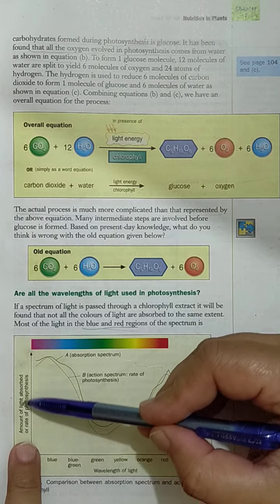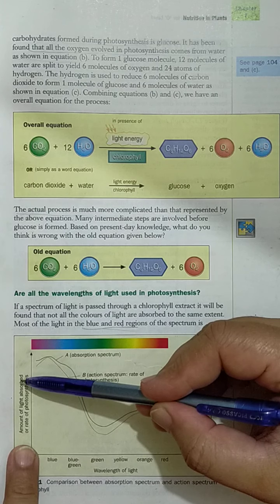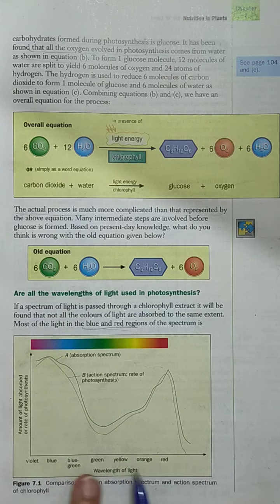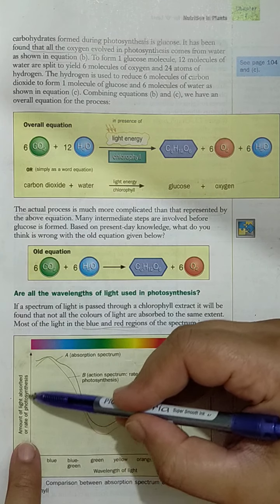One is showing the amount of light absorbed. Amount of light absorbed means how much of each light is absorbed. For example, these are different colors of light, so which one is absorbed in the maximum amount. And secondly, the rate of photosynthesis.